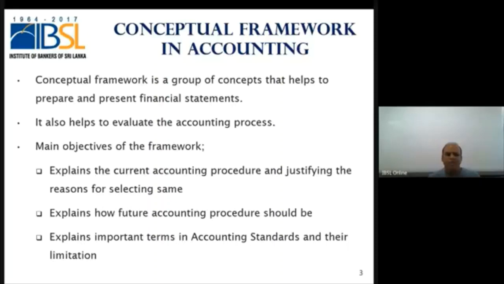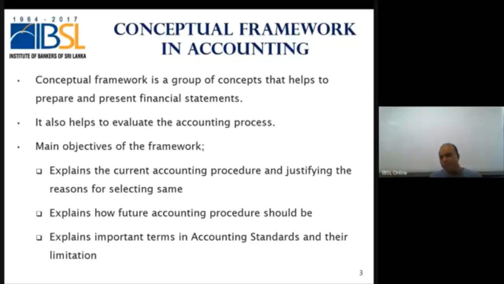But in a nutshell, I can tell you what we are trying to explain here. The financial statements that you prepare are based on a certain accounting procedure. And this accounting procedure is built using the concepts, principles, and assumptions, which are governed by the accounting standards that they are built upon.